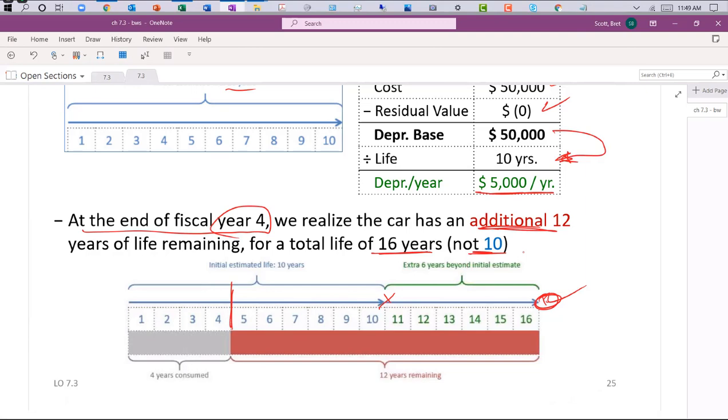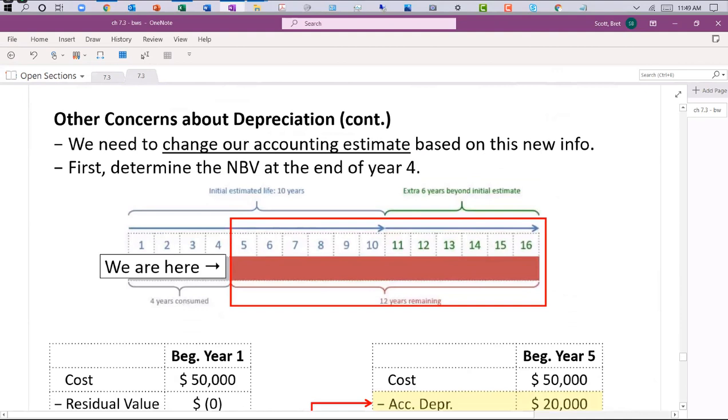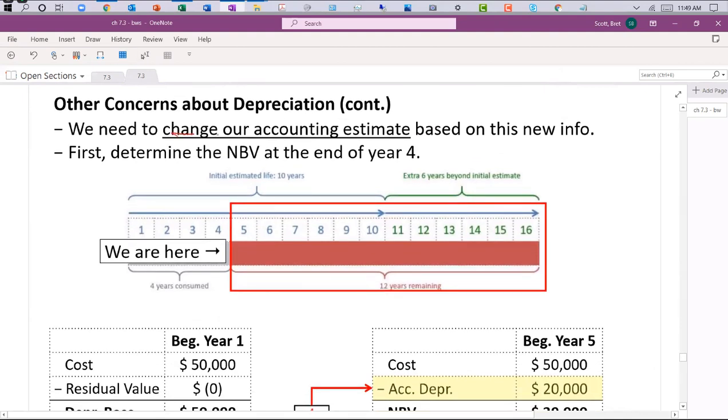So we can make a change, but the calculations are a little bit tricky. How do we deal with that stuff? Well, we need to change our accounting estimate based on this new information. First, determine the net book value at the end of that year. So we determine at the end of the fourth year, we got a little bit more we can get out of this thing. So draw a timeline. Can't emphasize that enough, right?